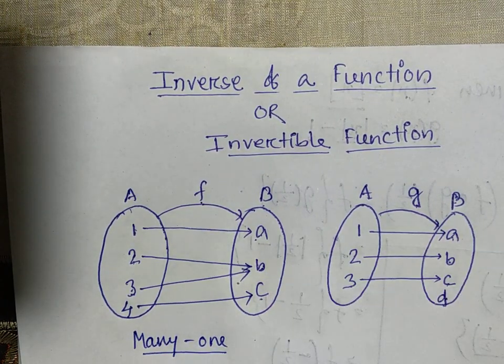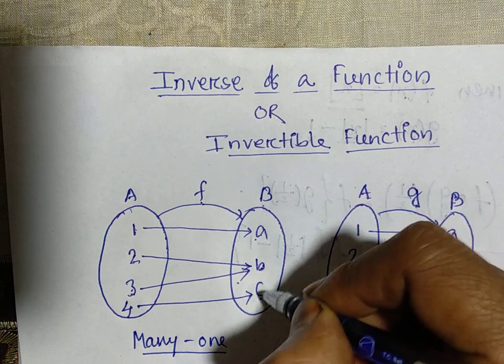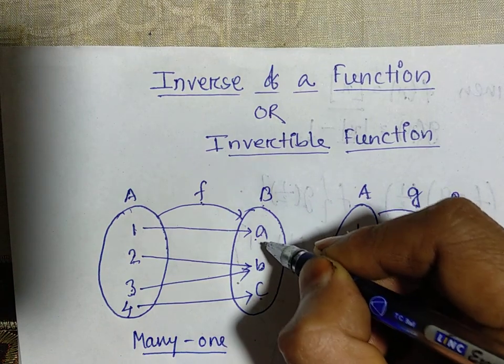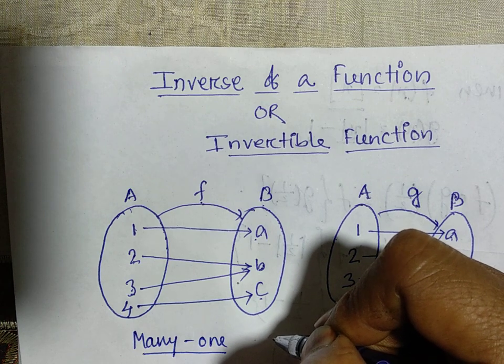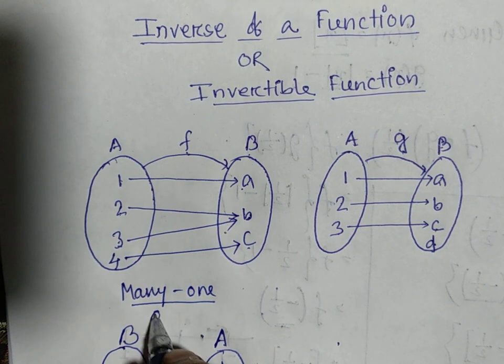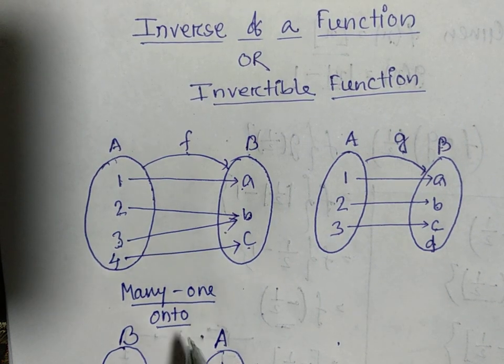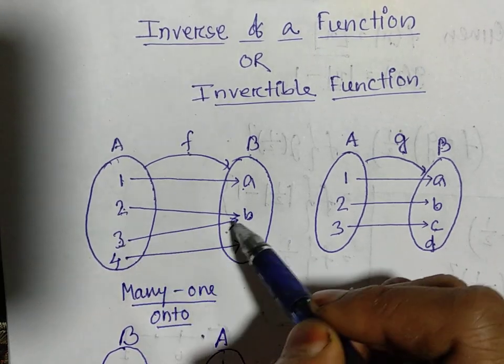Is it onto? We know that to be onto, all the elements of the second set should be related. If every element of the second set is related, the function is called an onto function. Obviously, this function is onto. Many-one onto. Why is this known as many-one? Because many elements have a single image.